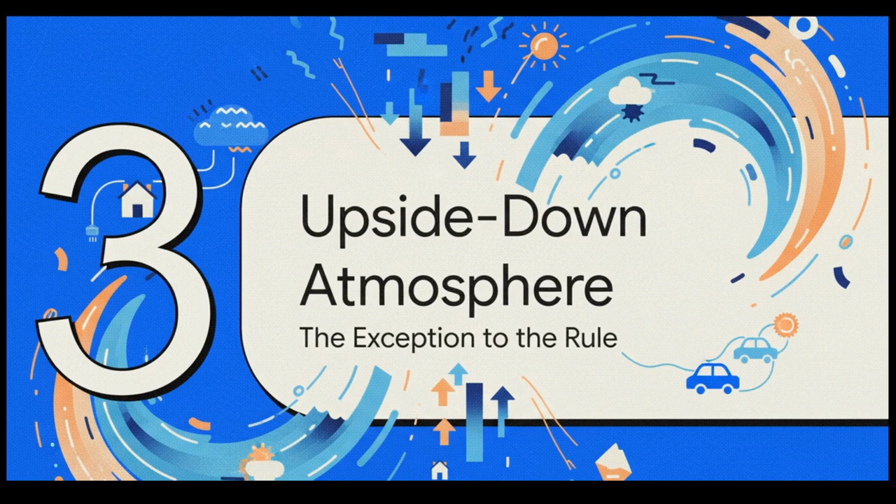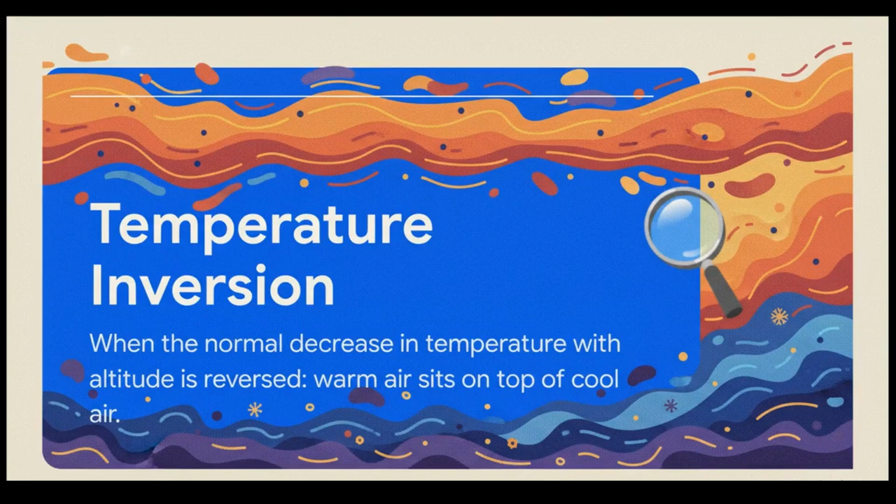Sometimes our atmosphere just decides to flip this rule completely on its head, and when it does, it creates a phenomenon that has some really major effects on all of our daily lives. This is what we call a temperature inversion, and it's exactly what it sounds like. Everything's inverted. Instead of getting colder as you go up, for a certain stretch, it actually gets warmer. What you have is a layer of cold, heavy air trapped on the ground with a lid of warmer, lighter air sitting right on top of it.